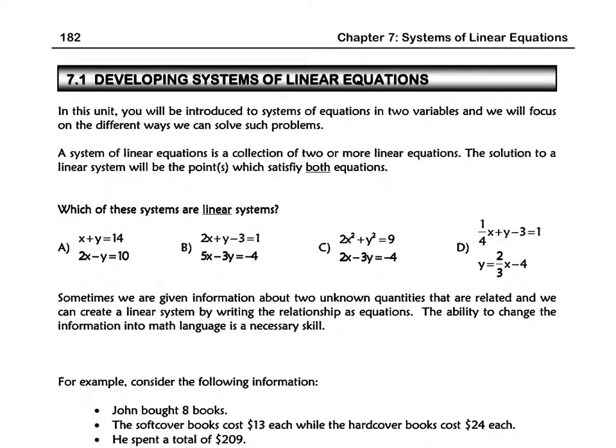Okay, Chapter 7 is on systems of linear equations, and Section 7.1 is on developing systems of linear equations. So first we need to know what a linear system is, and a linear system is just basically a collection of two or more linear equations.